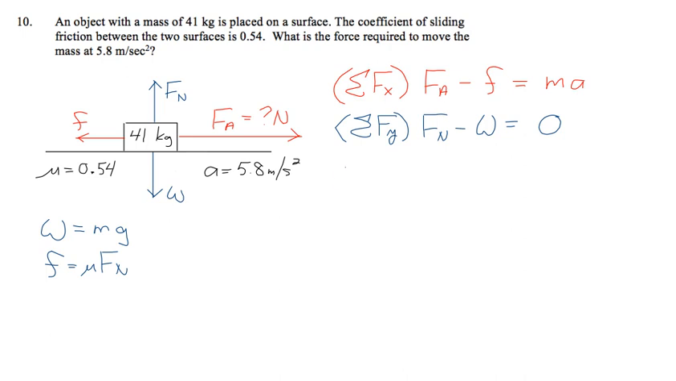So I'm going to get W first, so W equals mg. You should write whatever the formula is, because if you're going to use numbers, I want to know what these numbers are. So M is 41 kilograms, and g is 9.8 meters per second squared.